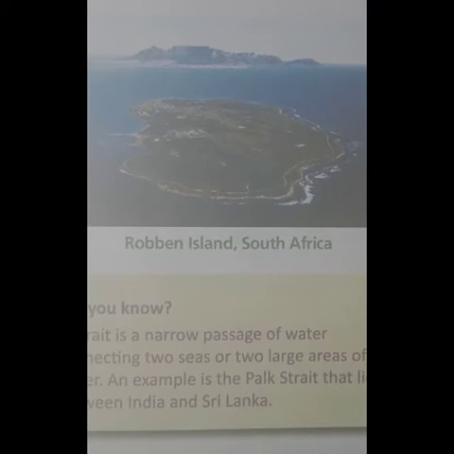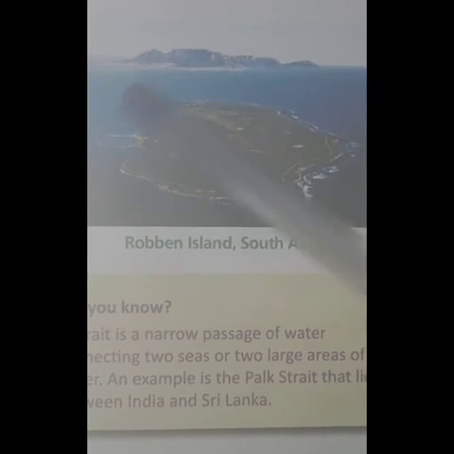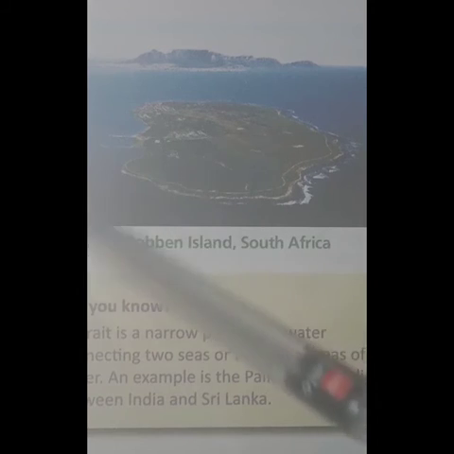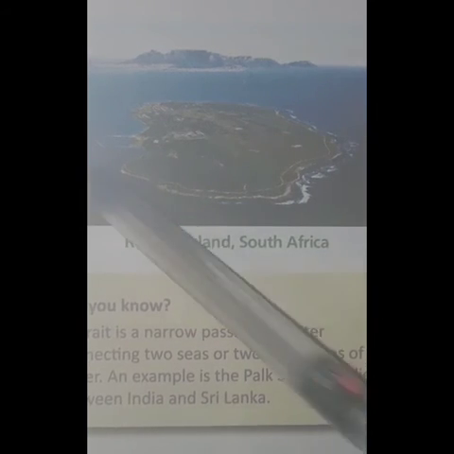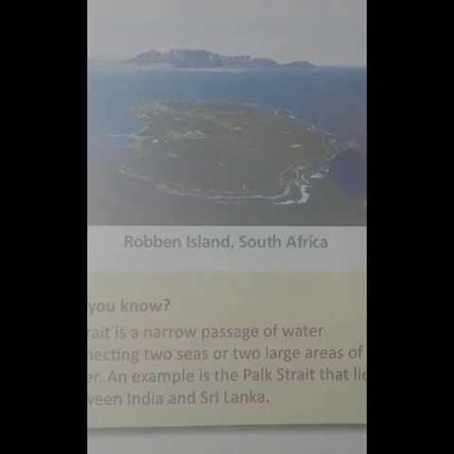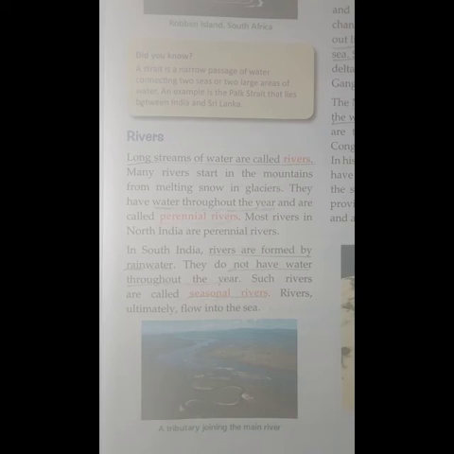In this picture you can see Robben Island in South Africa. You can see here that all the sides are covered with water. It is a landmass covered with water on all sides. It is an island.